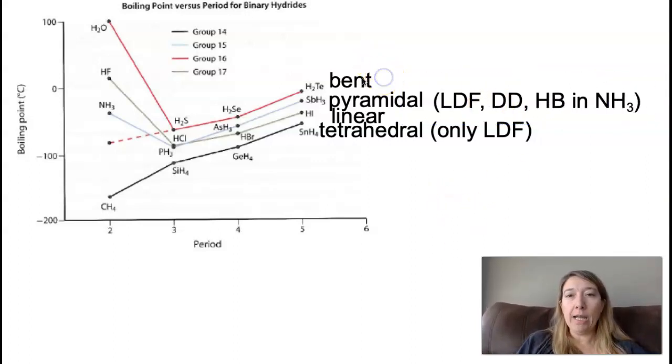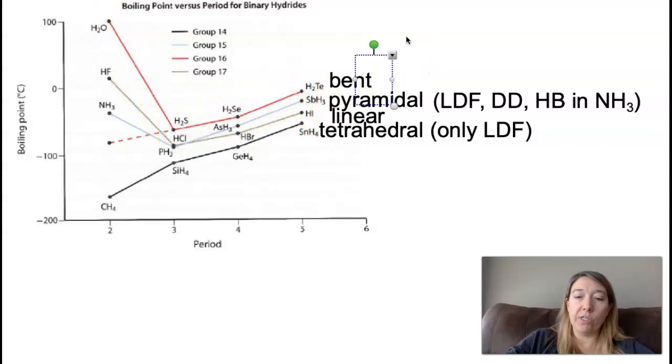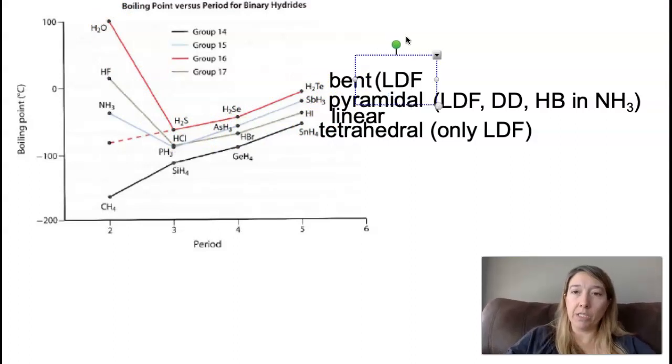right? And then if we look at this group, we have the same idea as what we had with pyramidal, right? We're still going to have LDFs because they all do. They're all going to have a dipole-dipole because they're all bent. And then in water, we also have a hydrogen bond.